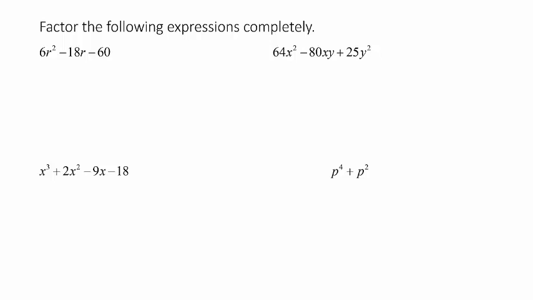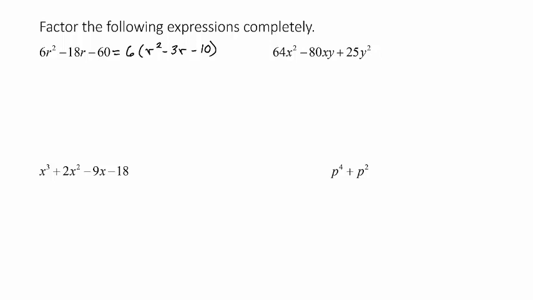All right, so the first thing that we have to ask ourselves, is there a greatest common factor that we can pull out? Well, look at the smallest number first. 6 is a factor of 18. It's also a factor of 60. So I'm going to pull out a 6, and I'm going to be left with r squared minus 3r minus 10, right? 6 times negative 3 is negative 18. 6 times negative 10 is negative 60. Okay, so now we have 6 times this trinomial, r squared minus 3r minus 10.